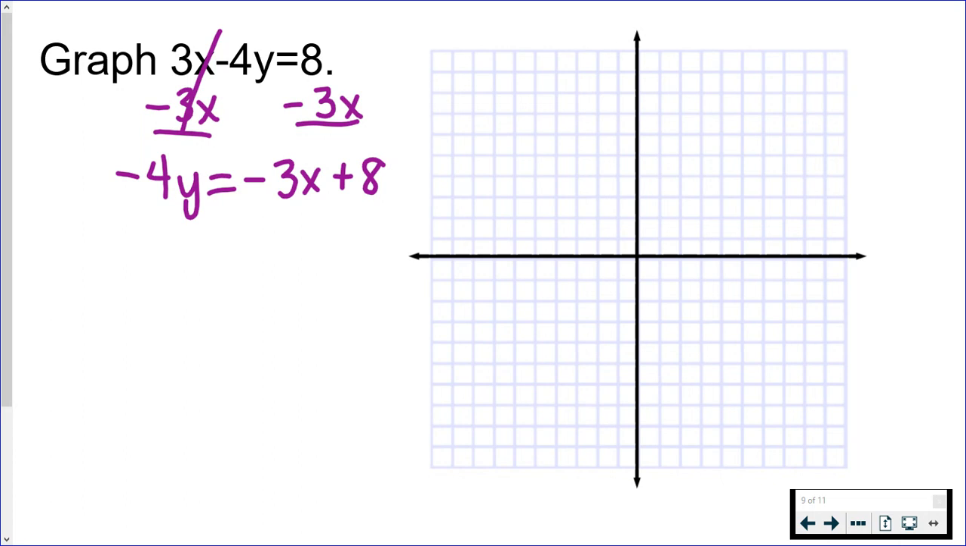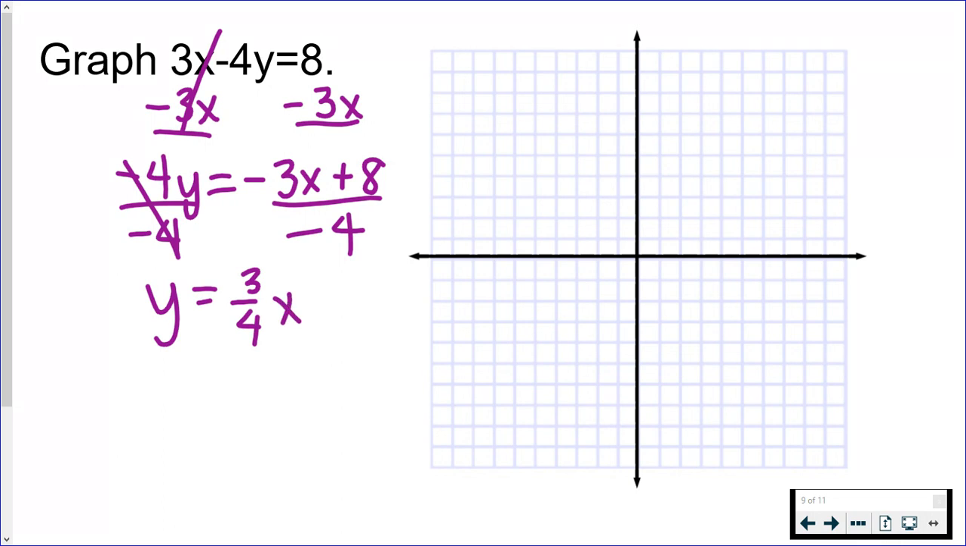Last thing I do is divide by negative 4. And then simplify. So remember, you're dividing the entire right-hand side by negative 4, which means I'm doing negative 3 over negative 4. All I can do there is cancel out the negatives. And I have 8 over negative 4, which is negative 2. Now I have my slope, which is 3 over 4, and my y-intercept, which is negative 2.